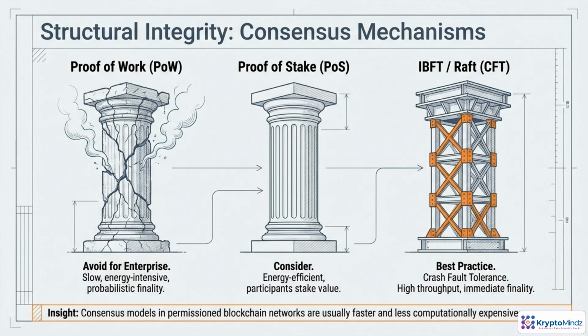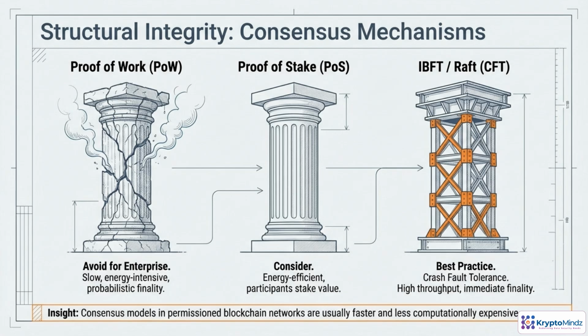Consensus is how the network agrees on the truth of new transactions. For public chains like Bitcoin, proof of work uses massive computation to win the right to add blocks. It's secure but slow, expensive, and a poor fit for enterprise workloads.